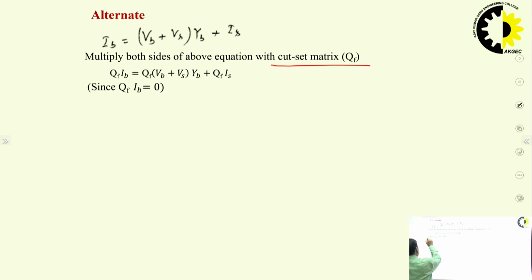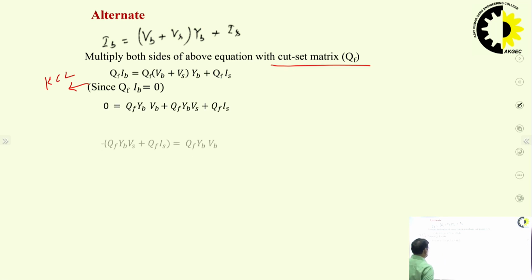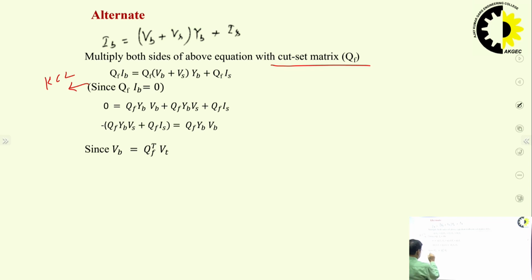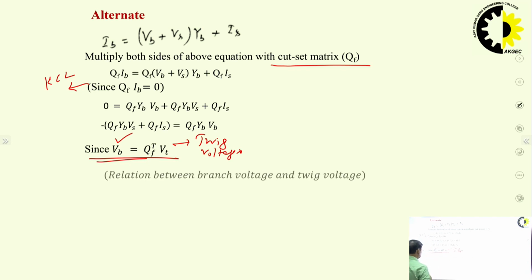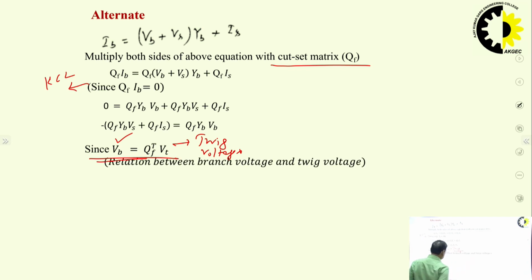So, again this is the KCL, this is also KCL. Put this, and this is the relationship between the branch voltage and twig voltage. Twig voltage means branches of a tree are called twigs. Suppose there are 7 branches in the network and we have taken a tree with 3 branches. So, there are 3 twig branches and there are the 7 branches. So, this is the twig voltage, the relationship between the branch voltage and twig voltage.